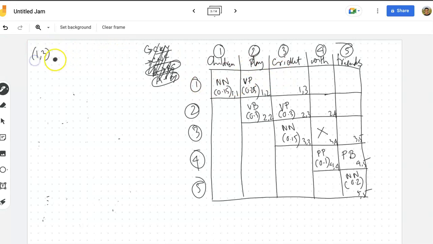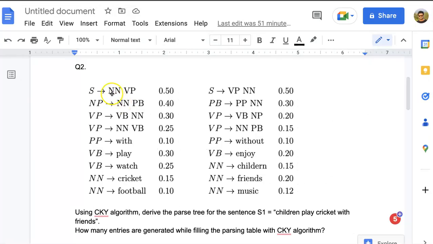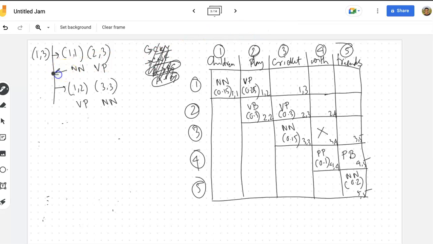Now how many ways can you go to 1 3? There are two possibilities. One is 1 1, then 2 3, or 1 2, then 3 3. Now check both these ways. So 1 1 is NN, and what is 2 3? 2 3 is BP. Okay. And what is 1 2? 1 2 is BP, and 3 3 is NN. Okay. Now check, is there any rule whose right hand side has these components? So NN BP, and BP NN. Both of those are S. So both these rules boil down to S.